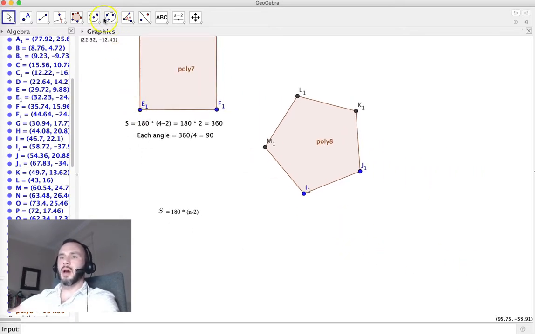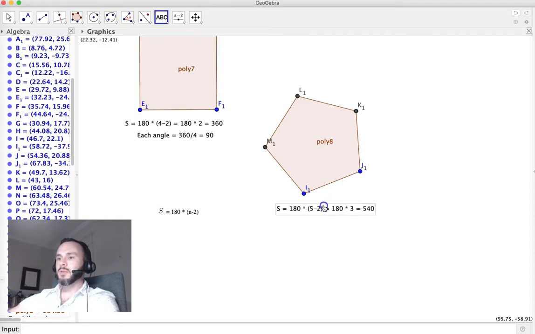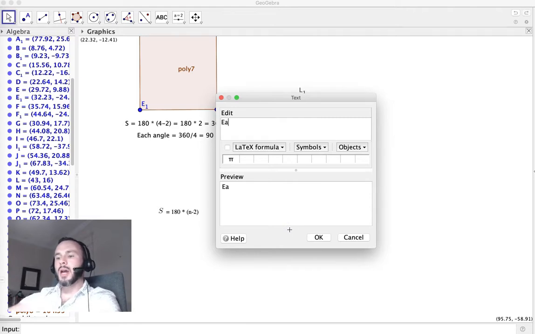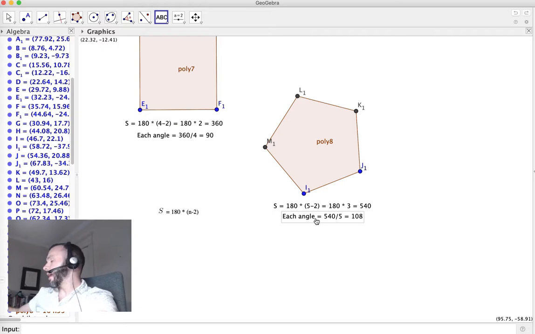Okay, let's move on to the Pentagon. So this would give me S equals 180 times 5 minus 2, which is 180 times 3, which is 540. Okay, that's going to be for that one. But now I'm going to say, well, each angle is 540 divided by 5, because there's 5 of them, right? And that's going to give me 108. So now we see that each of these angles is 108.